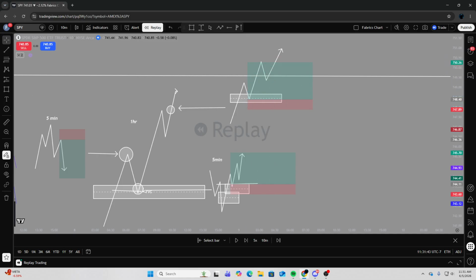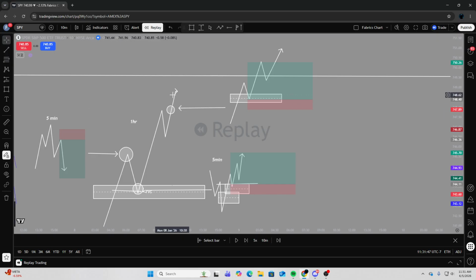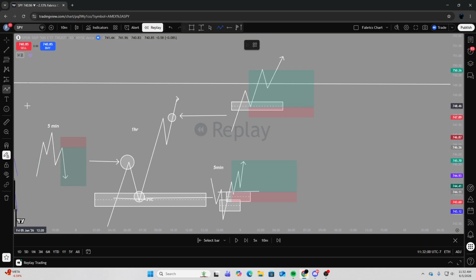And for these to kind of work, you have to find a draw on liquidity. What is draw on liquidity? Draw on liquidity is basically finding your target, finding an area where the market wants to go.